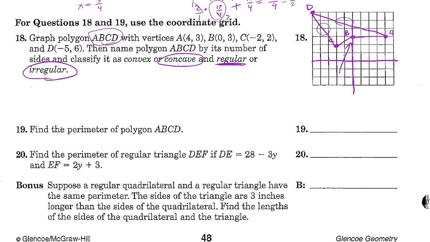Well, there's 1, 2, 3, 4 sides. So this is a concave. Order doesn't matter here. Irregular. So I could say either one of those descriptive words first. And then the actual name of the shape is 4 sides, so quadrilateral.